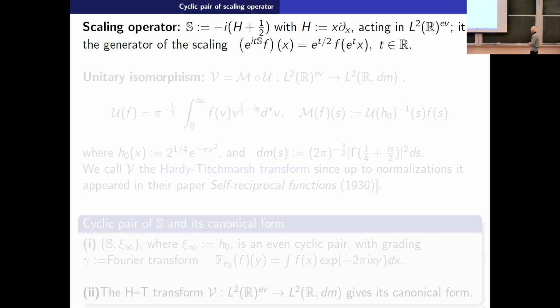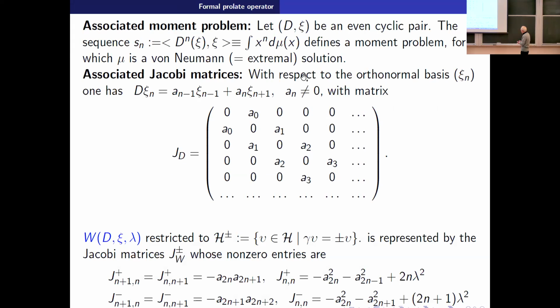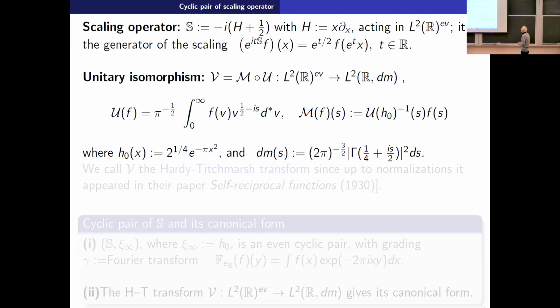It's a generator of the scaling. Now it defines a cyclic pair, an even cyclic pair, which we want to put in canonical form. That will be done by an isomorphism, which is made of two pieces. One of them is this integral called U of f.